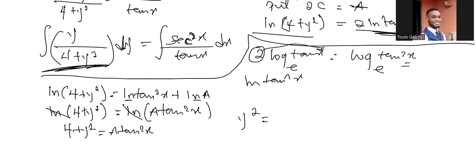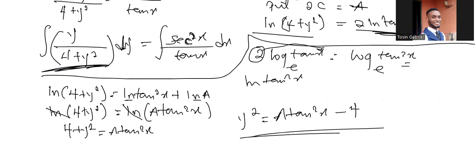So it's going to be a tan square x minus 4, kind of. So you can leave it like this. So that is the solution to the problem. So you can see this is the linear relation, or the relationship between the x and y that you need. Okay, this is what you need.